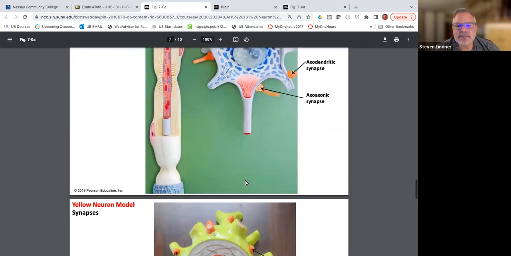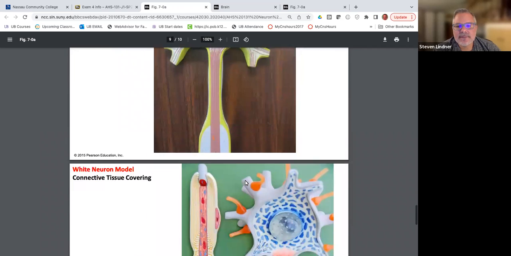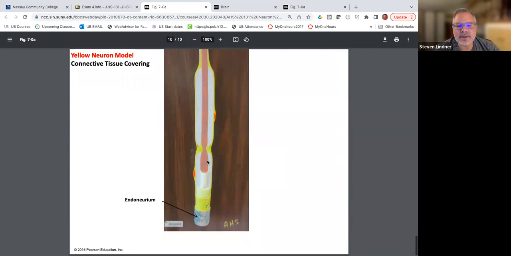Let's see what else we have here. Right here, this portion of the neuron is called an endoneurium. Remember, there was an endomysium, there was an epimysium and a perimysium. We have similar layers when we talk about the neurology, where we have an endoneurium, we have a perineurium, and we have an epineurium. This right here is the endoneurium.